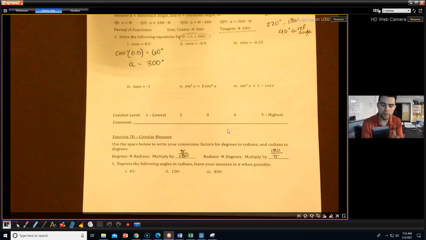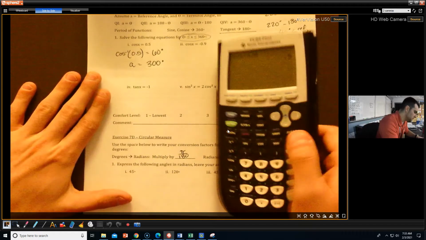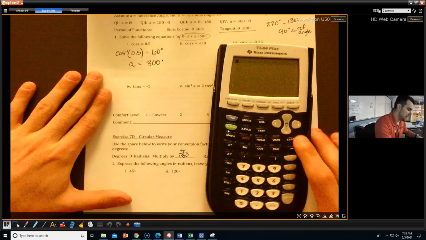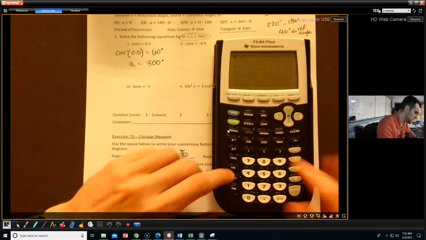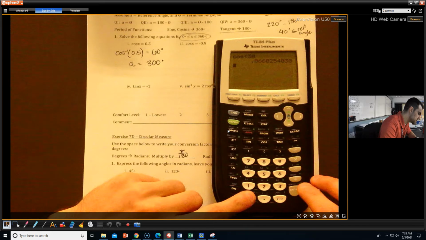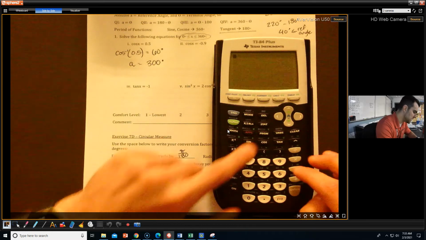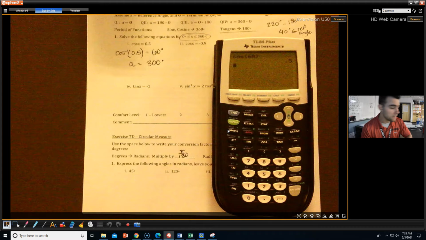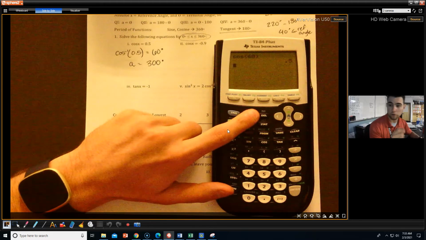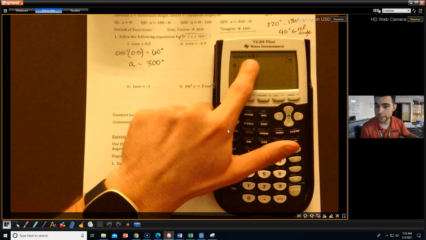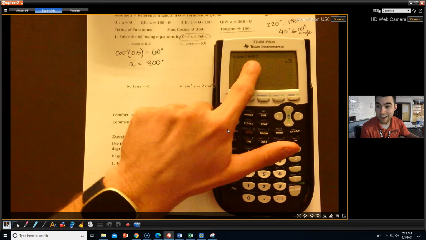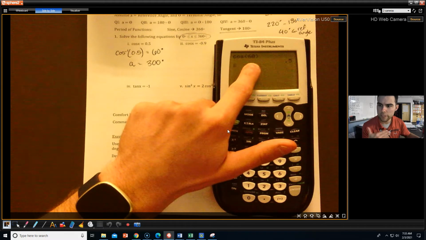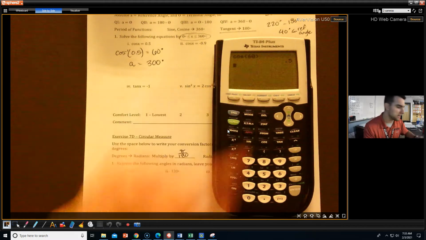What we need to do with the calculator is, well, if I have a cosine of 30 degrees, I'll use cosine of 60. That's probably easier. Cosine of 60 degrees, I get 1/2 back. My calculator is in degree mode, so it's reading this as 60 degrees, not as 60 radians. That's the only reason you need your calculator to be in a certain mode.